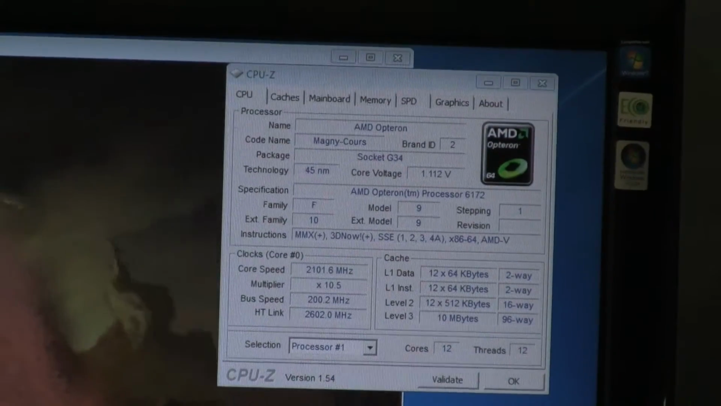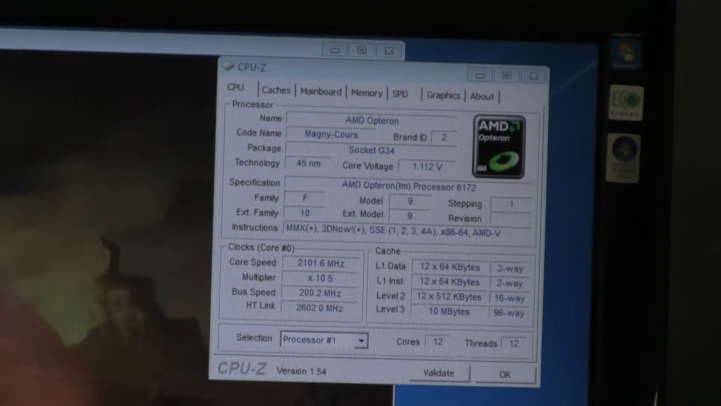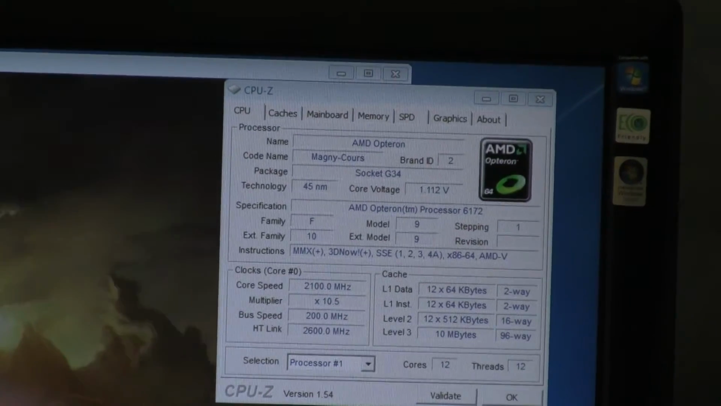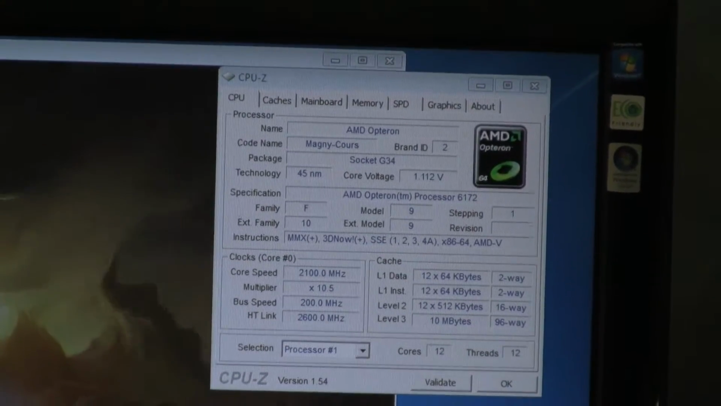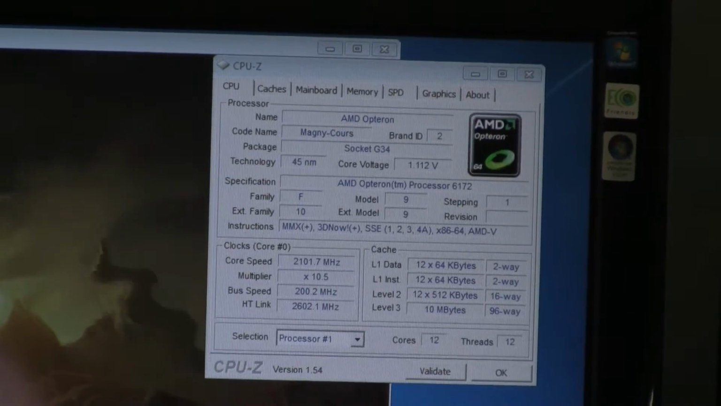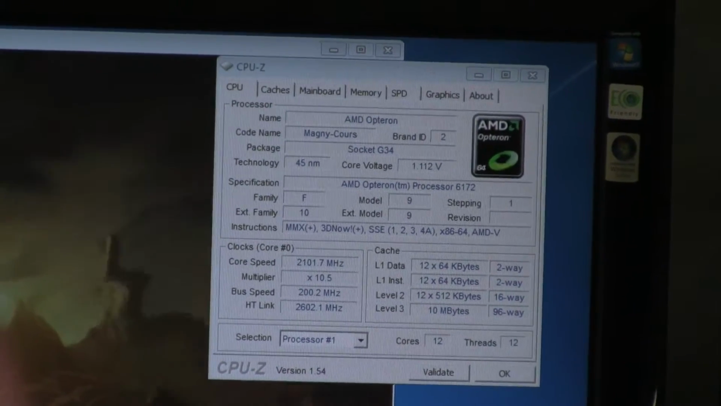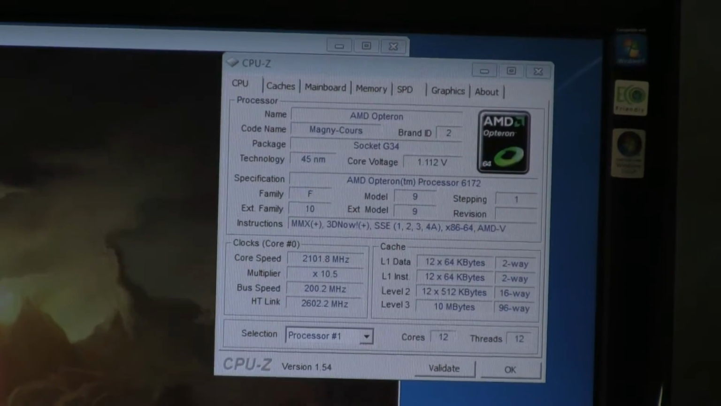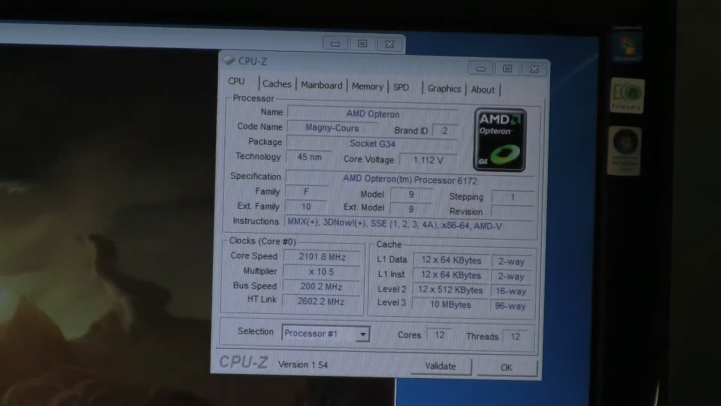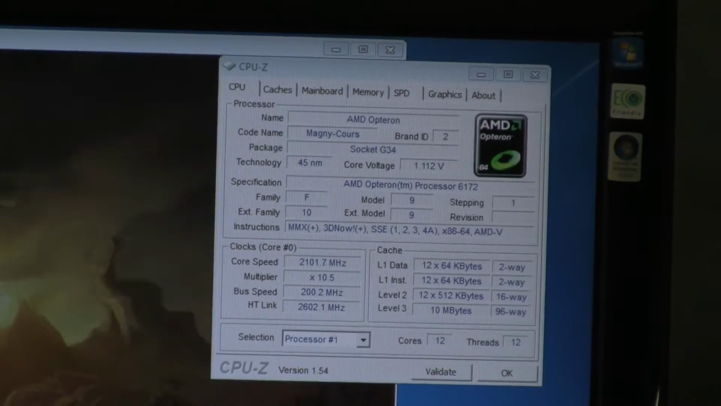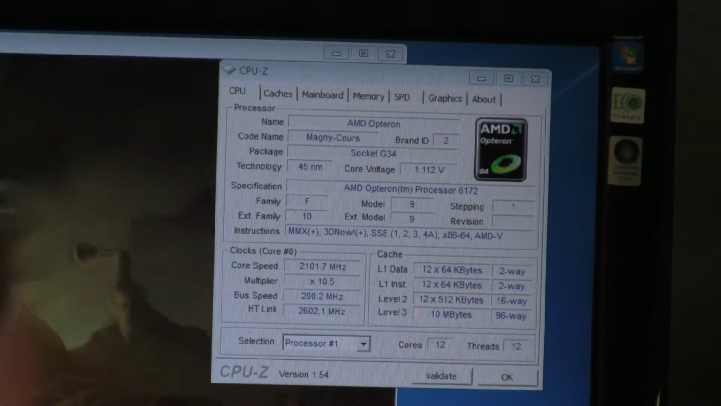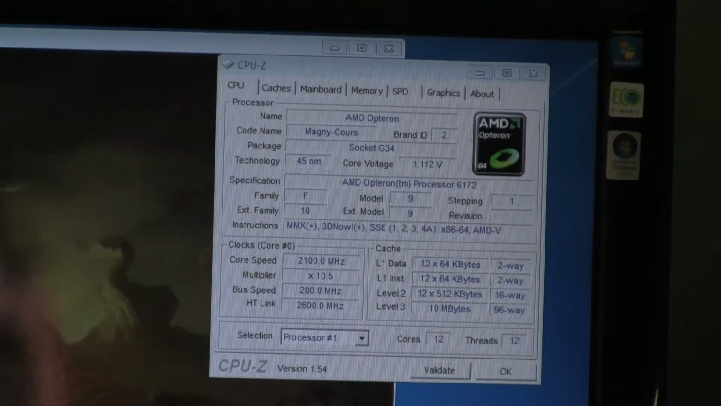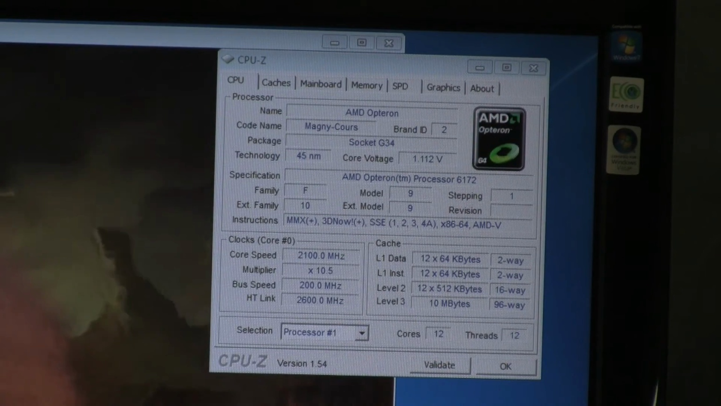And so we see two Opterons, those are the 6172 at 2.1 gigahertz, and they are 45 nanometer technology. Each of the cores has 64K level 1 for data and 64K level 1 for instruction cache, and there are 12 of those. There are also 512K level 2 cache, 16-way associative, and then there's a combined level 3 cache of 12 megabytes.